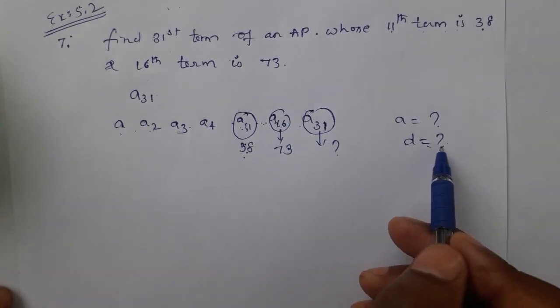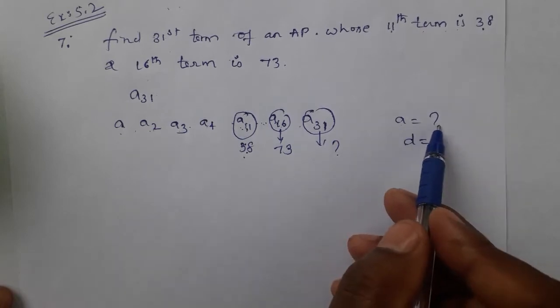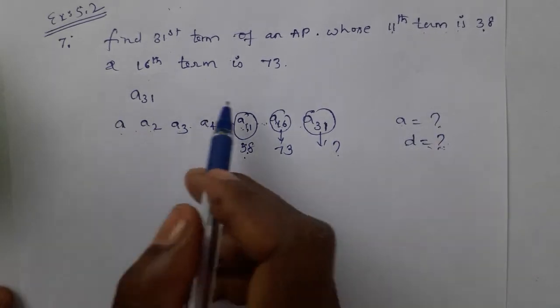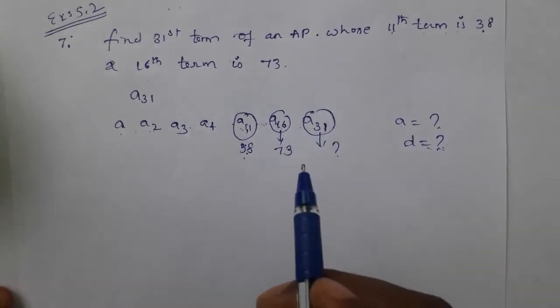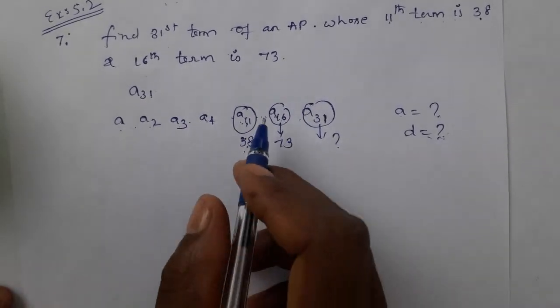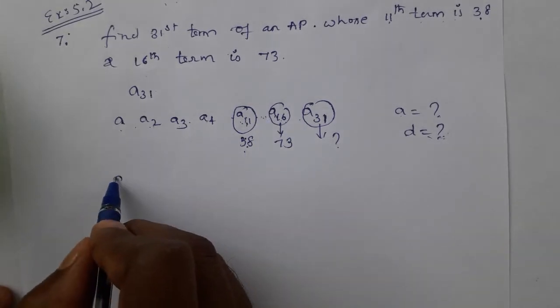So D we cannot get directly here. Even A also we cannot get, because in this progression the first term is not given; directly they gave the 11th and 16th terms. We need to get the 31st. So it is still simple, students. First, whatever is given, we straight away write.